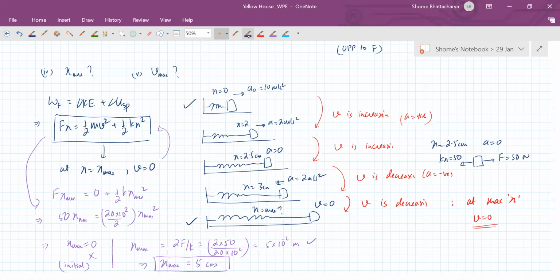So at this point, you'll see something very interesting. It also has a symmetrically backward acceleration. The backward acceleration will be the same as the forward acceleration initially. It will be 10 meters per second square. If you do the calculation, you can see.